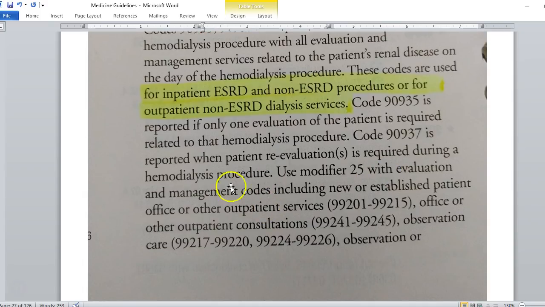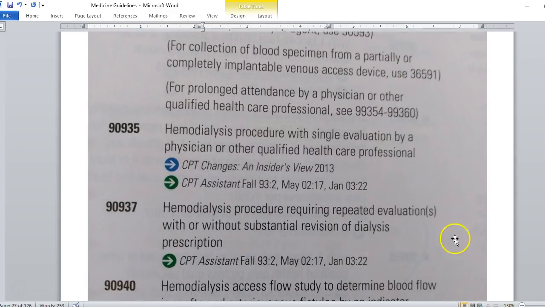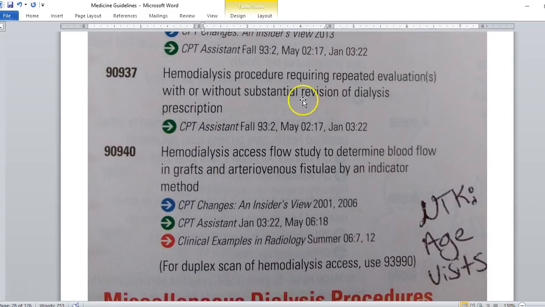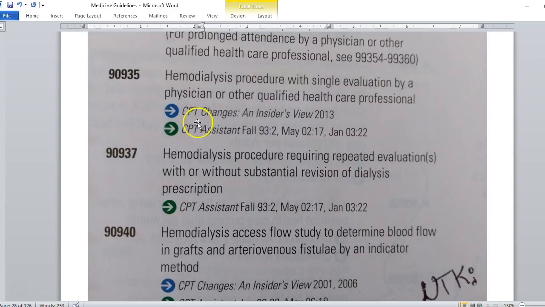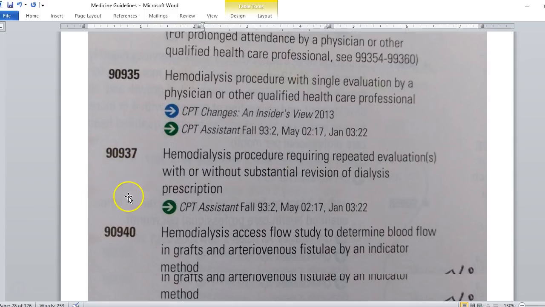Again, you can also use these with evaluation and management codes as long as you're using modifier 25 to say a separate and significantly identifiable E&M service at the same day at the same time. And so again, these are based off a single evaluation or repeated evaluations with or without substantial revision of dialysis prescription. So if the patient's in the hospital and the doctor visits with them and everything's good and they're stable, it's going to be a 90935. However, if the doctor has to keep checking on them and revise their prescription, we're going to use 90937.